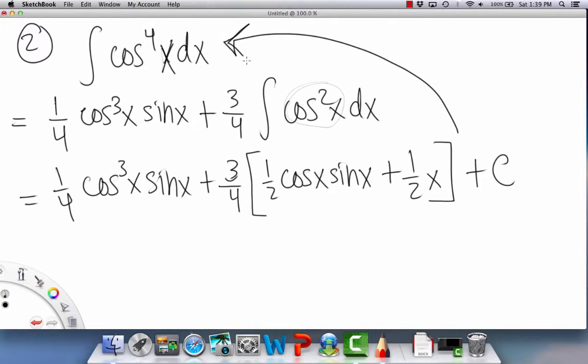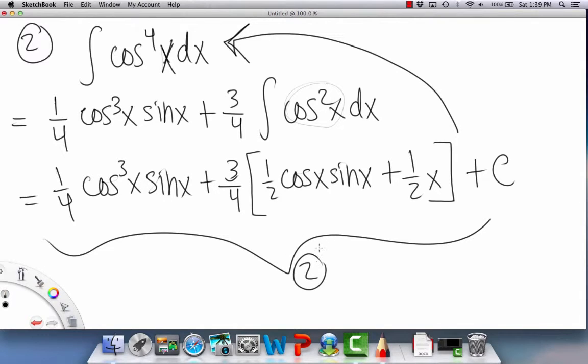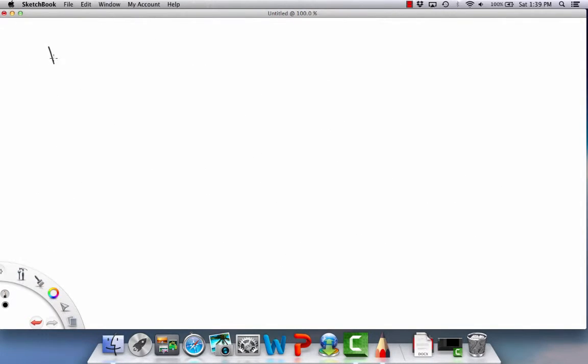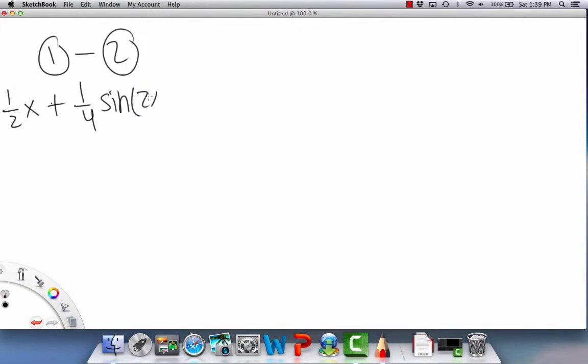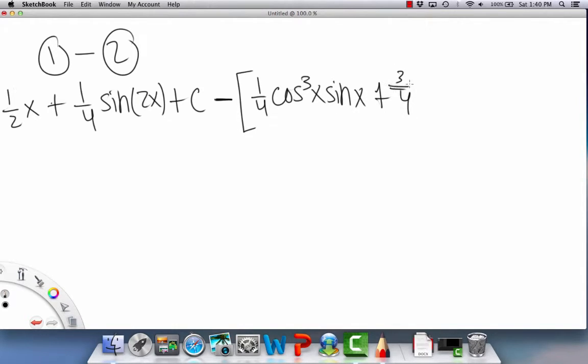Okay? So if we recall, again, write this down in your notes. This is part 2. So our final answer is going to be part 1 minus part 2, right? So altogether, this is going to be, let's see if I can fit this in one line. 1/2 x, and then plus the 1/4 sine of 2x plus c, technically. And then we're going to subtract part 2, which is 1/4 cosine the 3rd x times sine x, and then a plus 3/4.